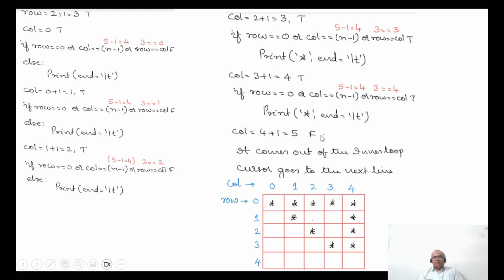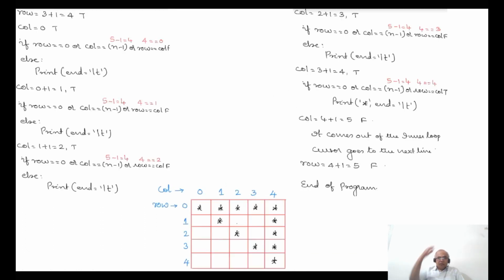Then 4 plus 1, it becomes 5. Is 5 within 5? No. So it comes out of the inner loop and the cursor goes to the next line. So that is this one. Then row is equal to 3 plus 1, it becomes 4, condition is true. Column is equal to 0, condition is true. Then 4 is equal to 0 or column is equal to 4? 4 is equal to 0, no. Give space, comes to the first column.